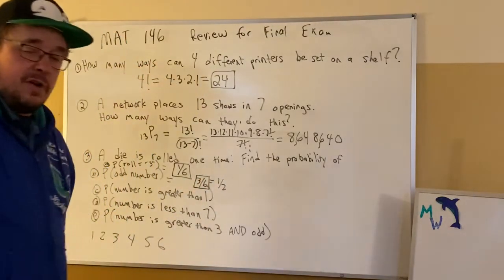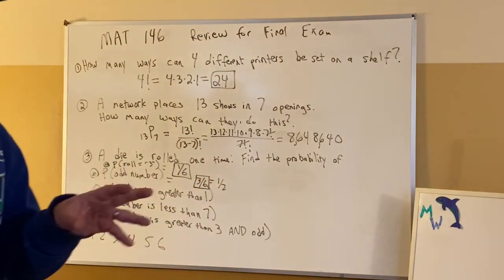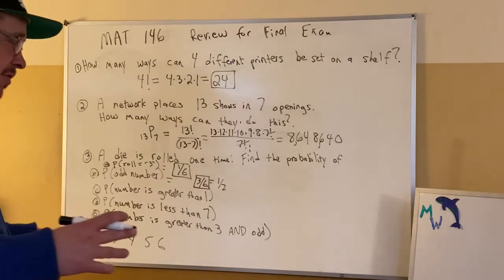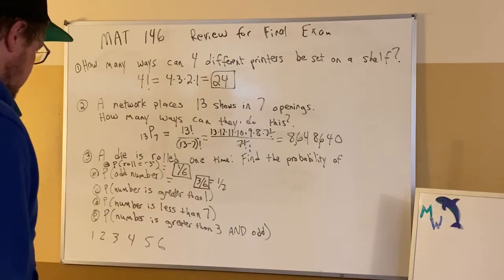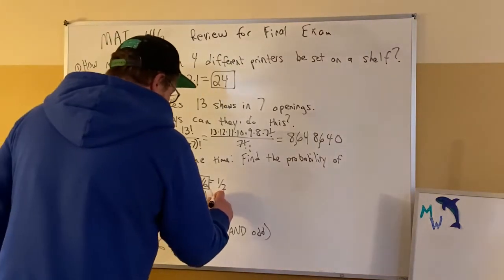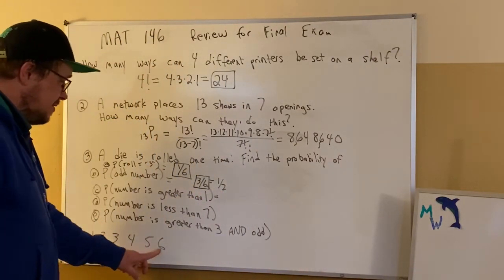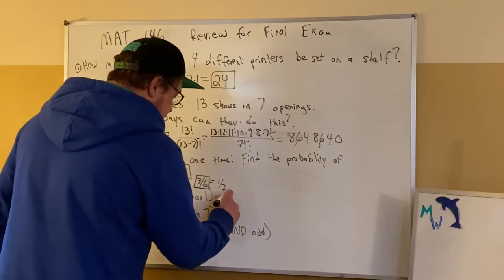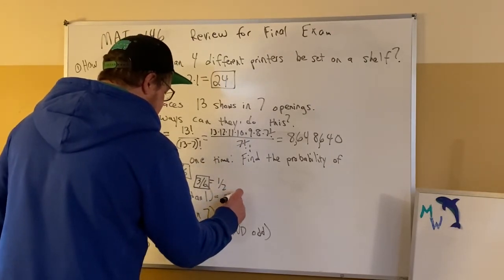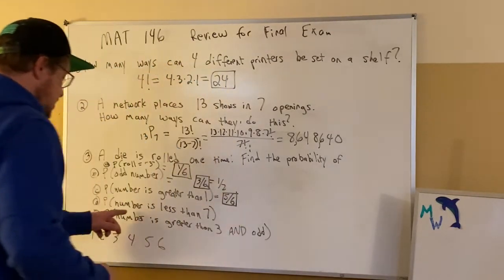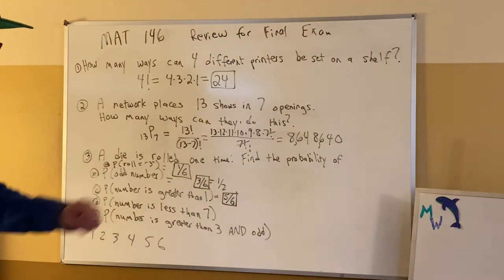Most people leave me 3/6. It'll show that you knew there were 6 and that there were 3, and I'm not testing you on your ability to reduce the fractions, but half is also acceptable. Probability that the number is greater than 1, such as the 2, 3, 4, 5, and 6. All 5, except for the number 1, out of 6, are greater than 1. It doesn't say greater than or equal to 1, it says greater than 1.